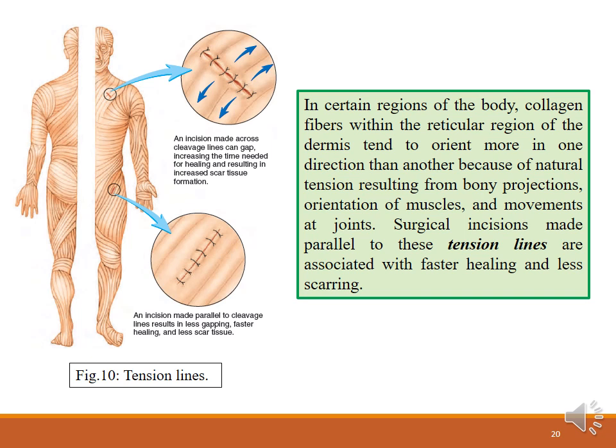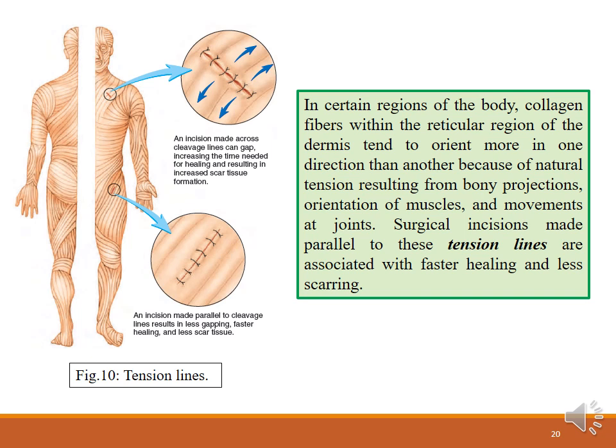Now, we said that the reticular region of the dermis is formed of dense, collagenous, irregular connective tissue. However, in certain regions of the body, the collagen fibers within the reticular region tend to orient more in one direction than another. Although the collagen fibers pass in all directions, many collagen fibers in that region tend to pass in one direction more than the others. Why? Because of the natural tension that is found in that region. In that specific region, the forces applied are in a certain direction. From where does this tension come? The bony projections, orientation of muscles, movement at joints, all these contribute to this tension.